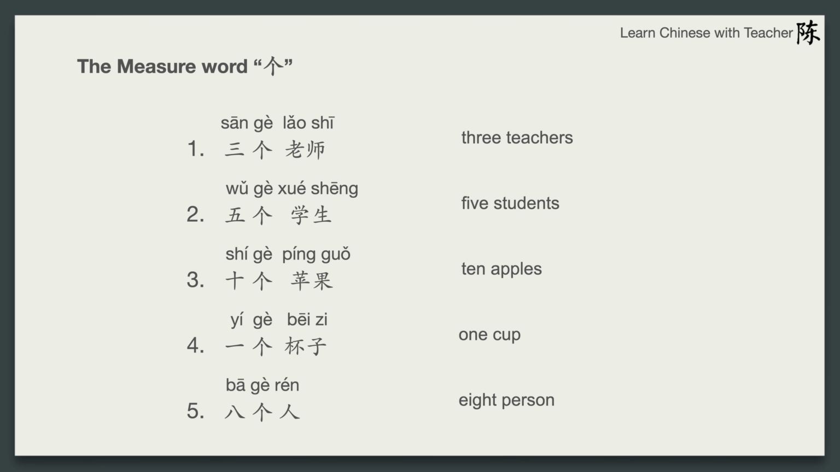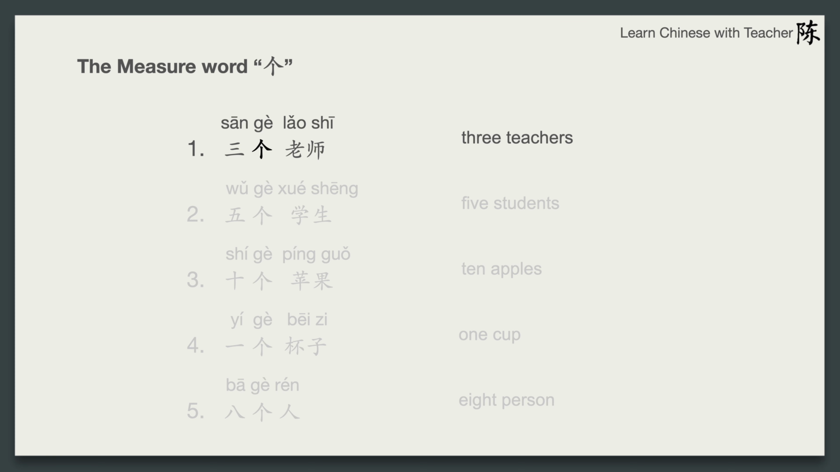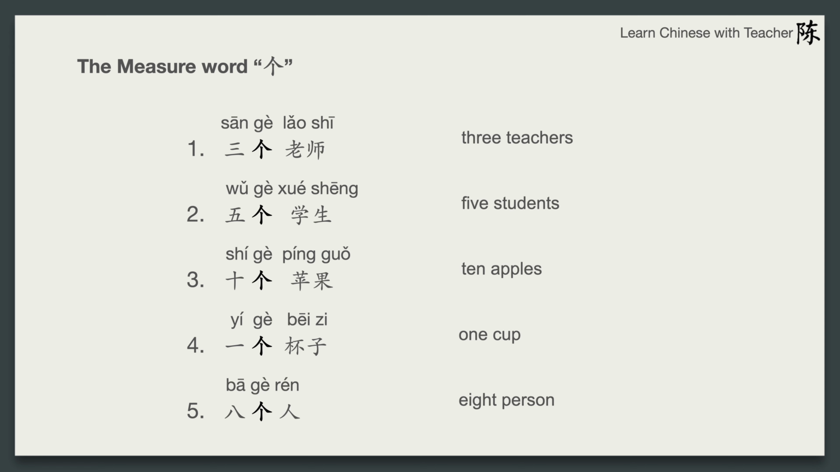The measure word 个. We have come across measure words in lesson 5. We learned 口 and 个. But I haven't explained the measure words in detail in lesson 5. Now we're gonna learn them in detail. 请跟我读这些短语。3个老师，5个学生，10个苹果，1个杯子，8个人。个 is a general measure word.